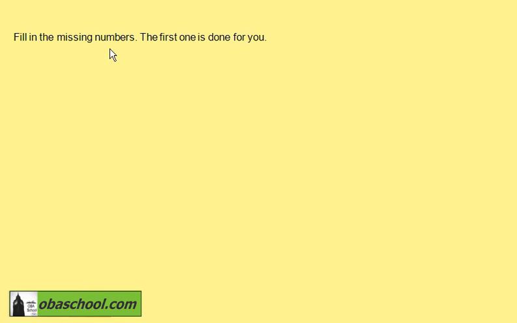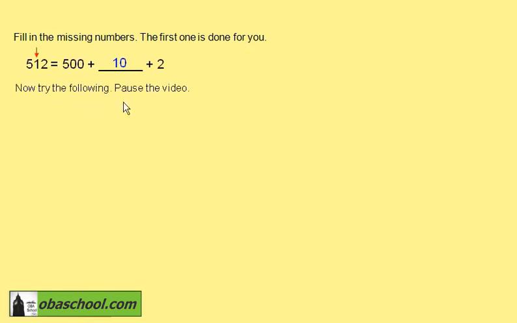Fill in the missing numbers. The first one is done for you. So 512 is 500, add something, add 2. It's the middle one that's missing, and we know the 1 here is 10. So we're going to put 10 on the line here.